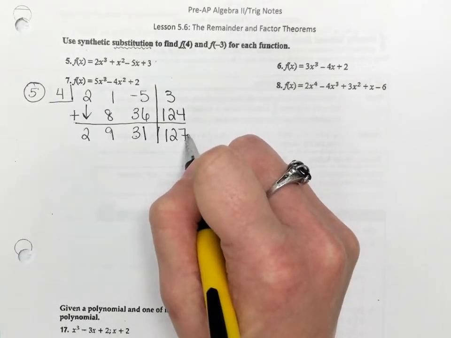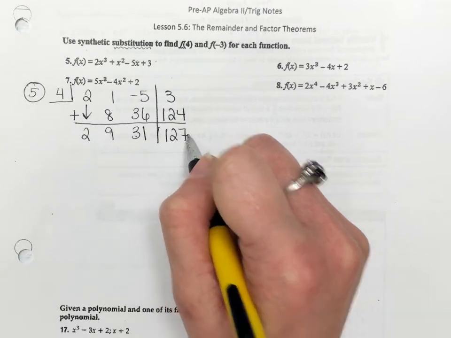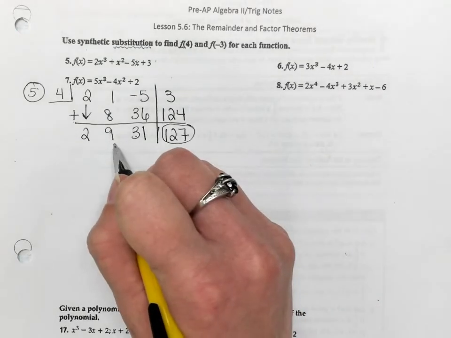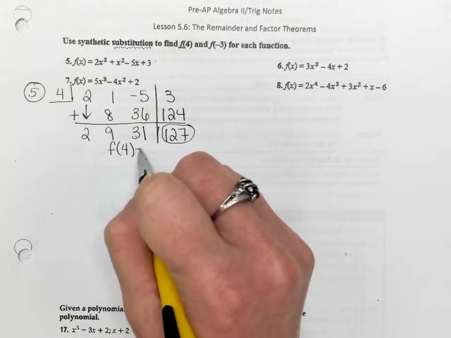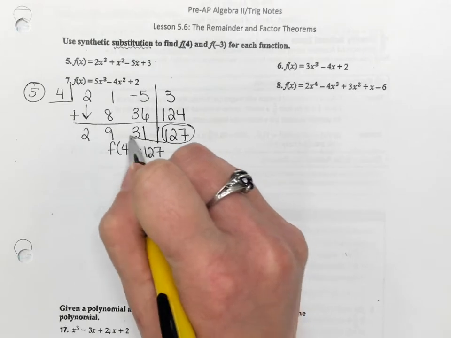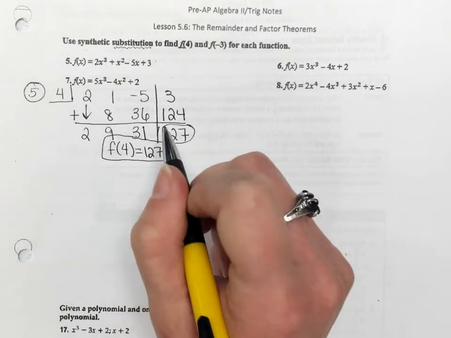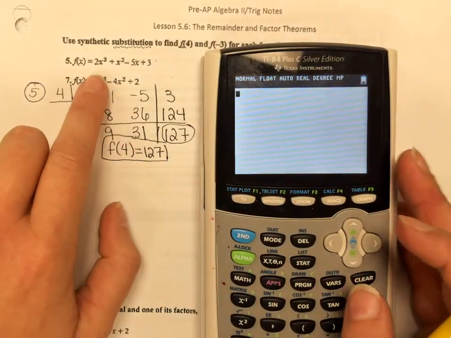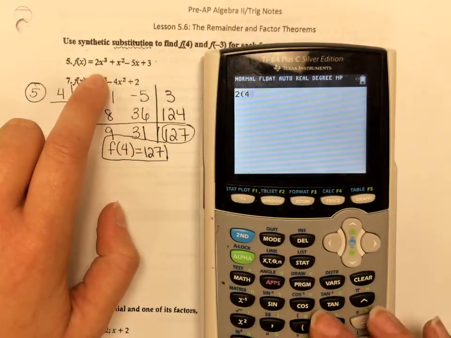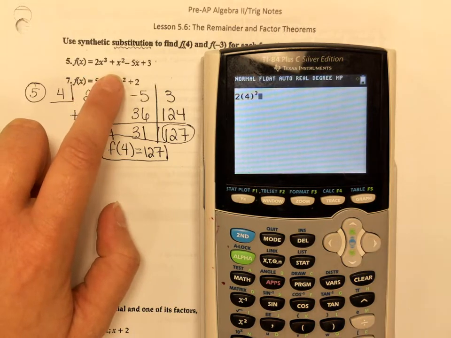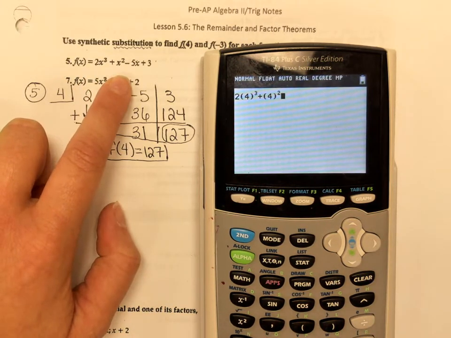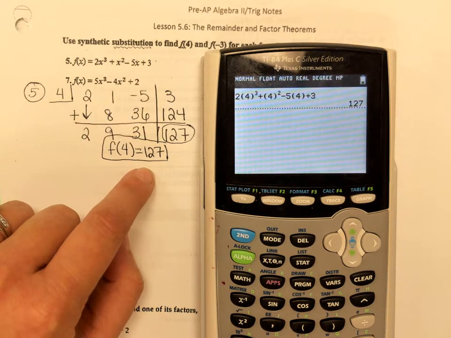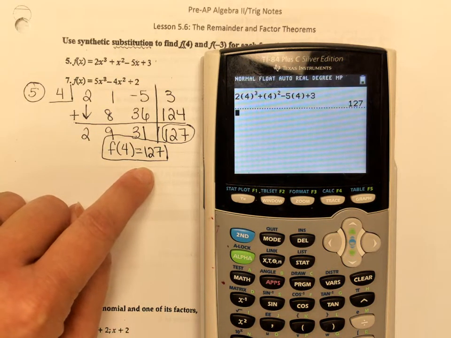So synthetic substitution is very, very similar, but it's a little different. Your answer is your remainder. So my answer is f of 4 equals 127. Now, you have to show your work, but if you wanted to check, what could you do? You could say 2 times 4 cubed plus 4 squared minus 5 times 4 plus 3, right? The way we did it before? And what'd you get? 127. So if you want to check your work, you can do that.